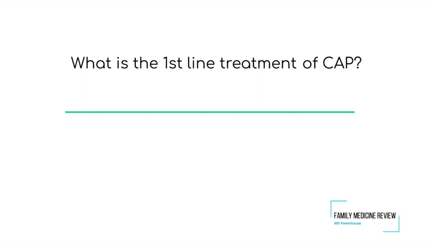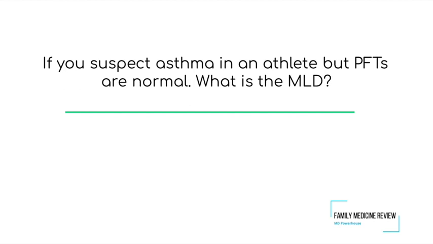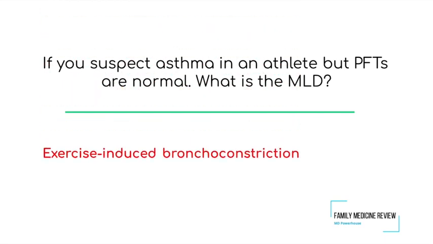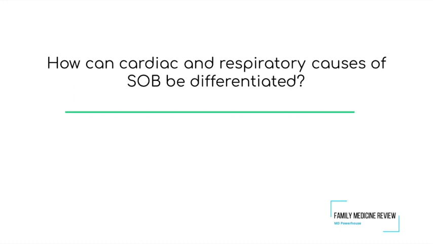A macrolide. If you suspect asthma in a patient that is an athlete, but the PFTs are normal, what is the most likely diagnosis? Exercise-induced bronchoconstriction. How can cardiac and respiratory causes of shortness of breath be differentiated? By checking the BNP levels.